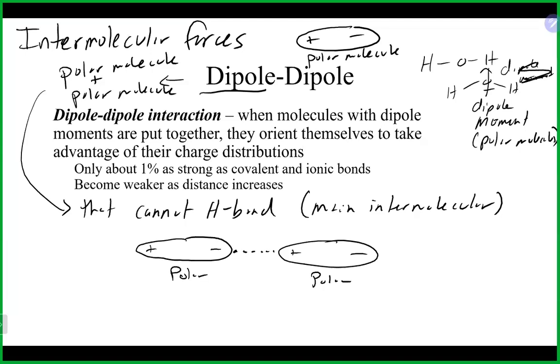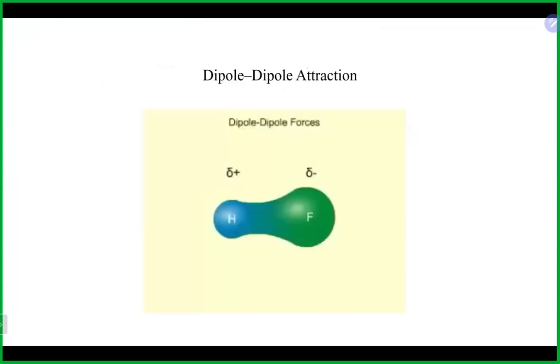So what ends up happening is they continuously move around and they try to find the best orientation where they can maximize the positive-negative attraction and minimize anywhere where positive sides are near each other and negative sides are near each other. So here's an example.